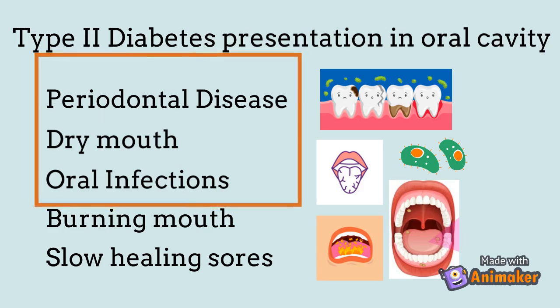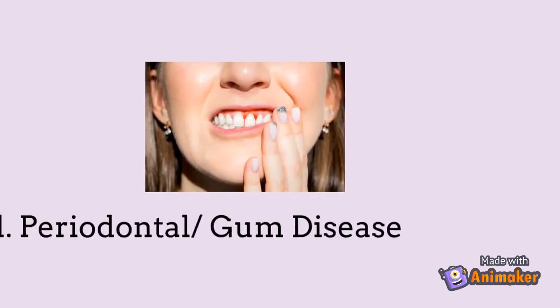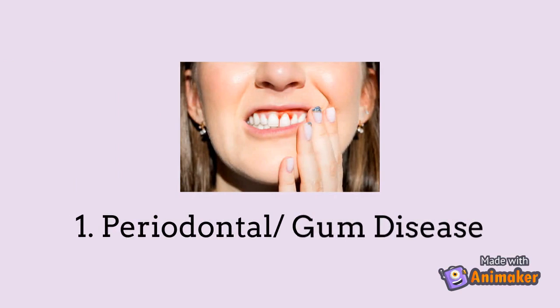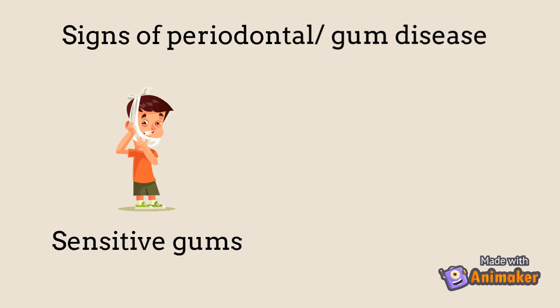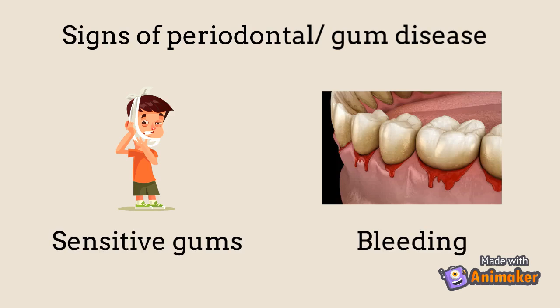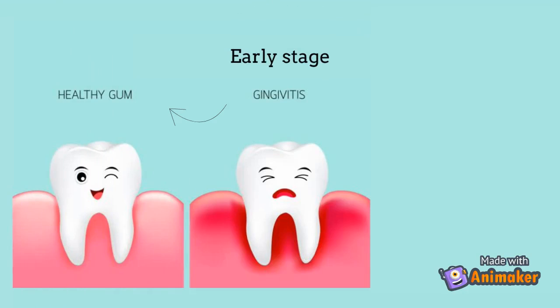Now, we will be covering the first 3 signs of type 2 diabetes within the oral cavity. Firstly, patients with type 2 diabetes are at increased risk of developing periodontal disease. Periodontal disease refers to the swelling of gums and bones that support the teeth. Patients with periodontal disease may find that their gums are tender to touch and susceptible to bleeding. Early stage periodontal disease, also known as gingivitis, is reversible if treated.